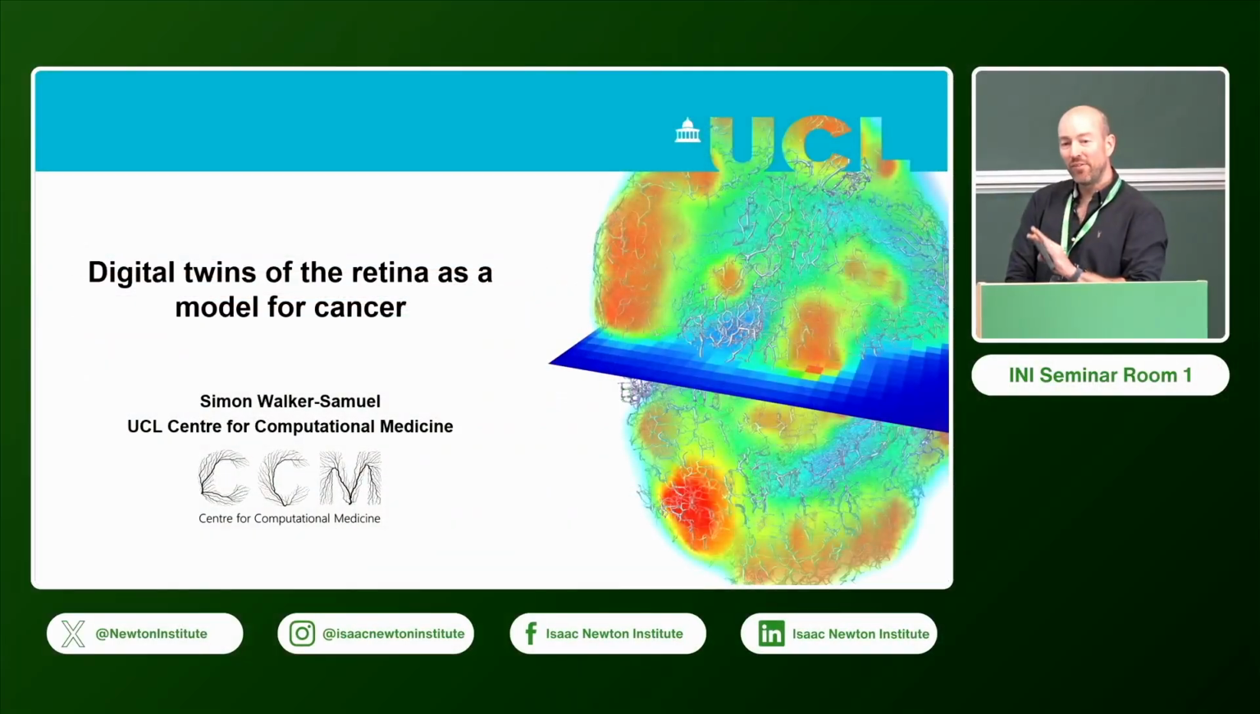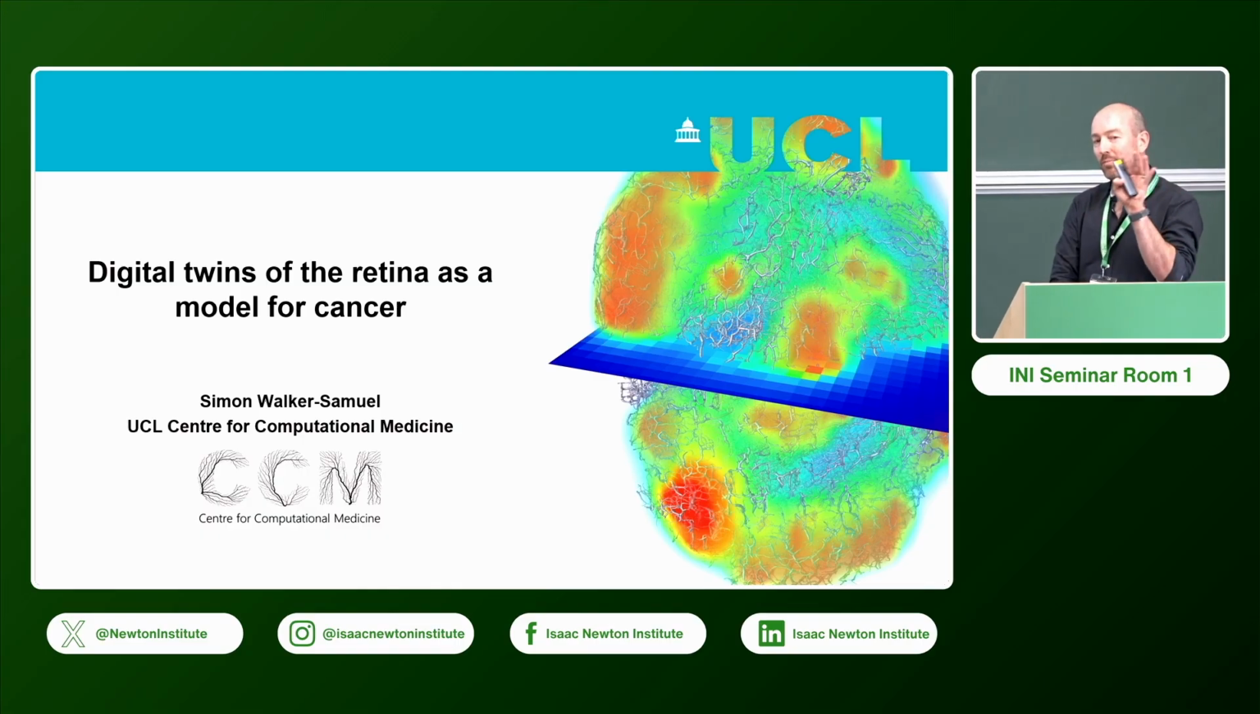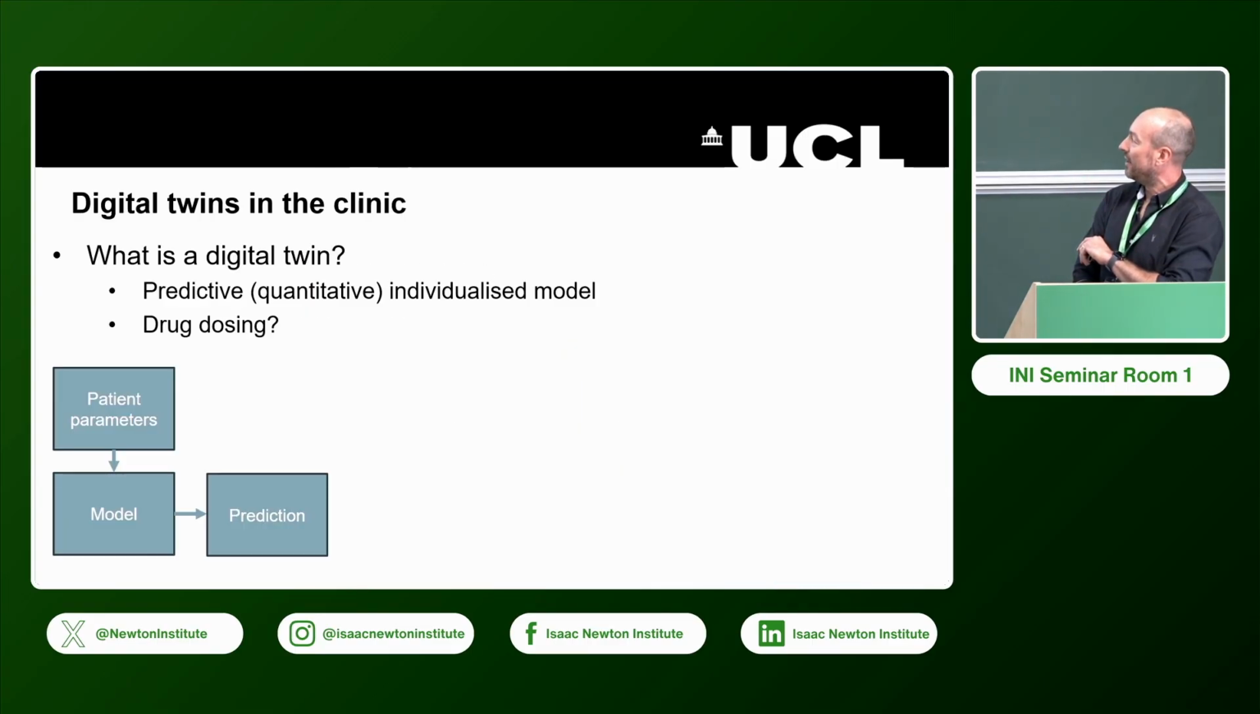So I'm going to give a bit of an overview of some of the work we're doing in this sort of digital twin space. It links to cancer, but it's mainly about retinas, and I'll come on to why that's hopefully relevant to the interest of this workshop.